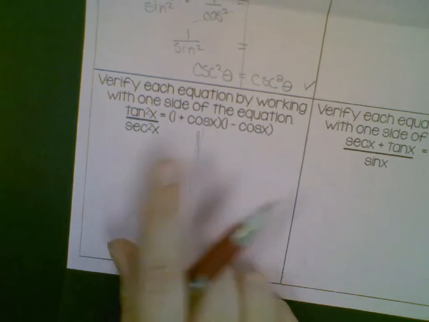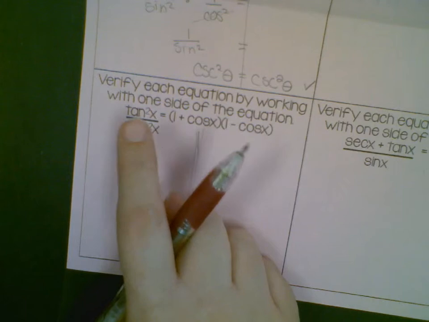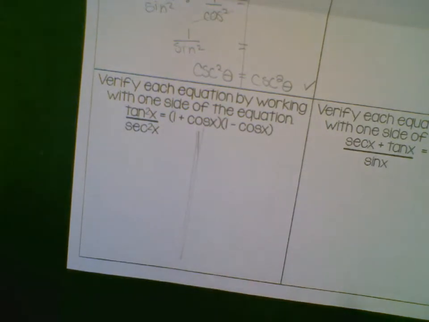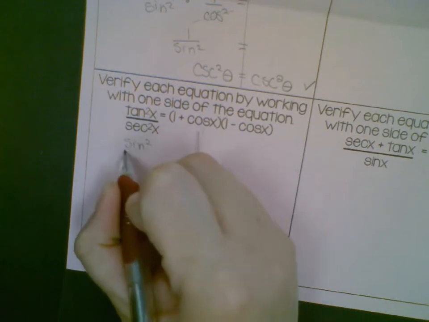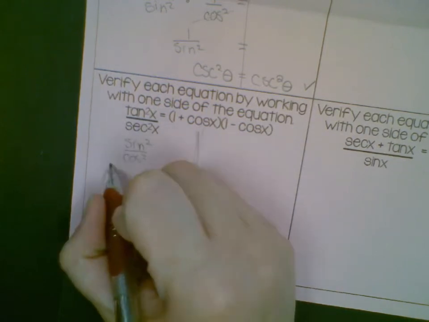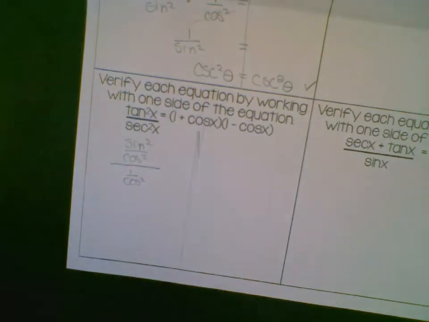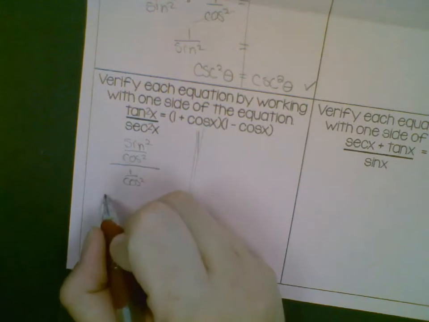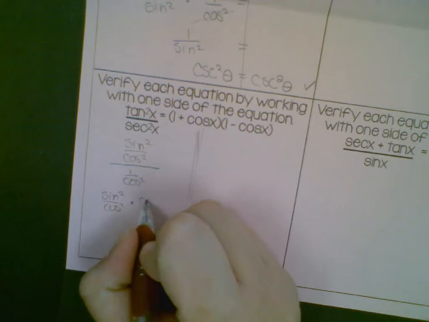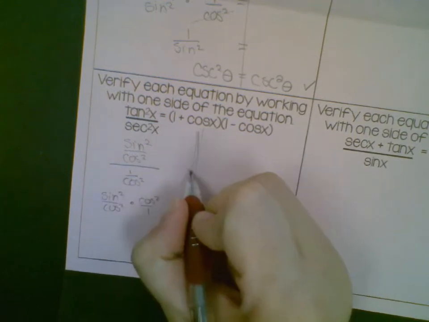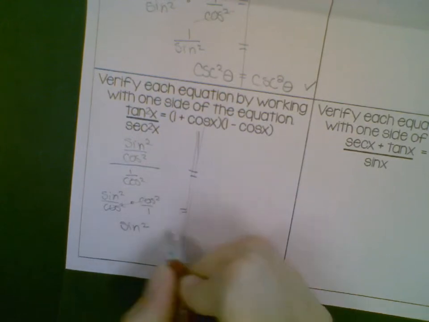So again, for this problem, since I know I need cosines, I'm going to change my things that were given to cosines, or sines and cosines, so then we can work from there. So if we change the top, we would have sine squared over cosine squared, and then the bottom is 1 over cosine squared. So if we flip and multiply, we have sine squared over cosine squared times cosine squared over 1. So that gives us sine squared.